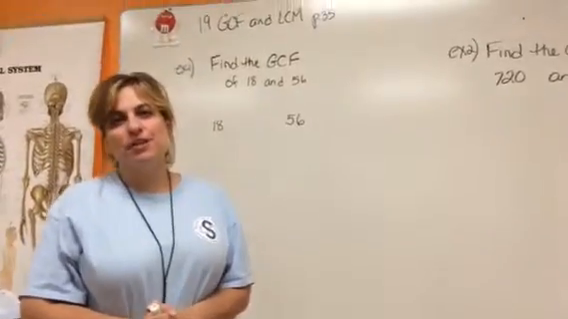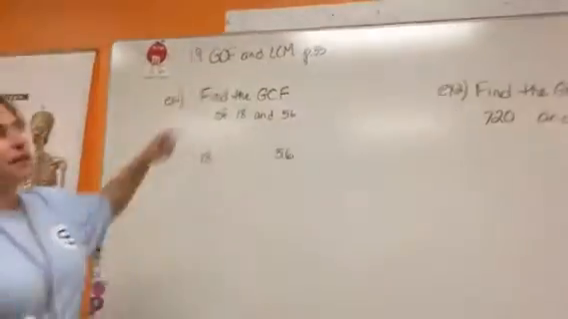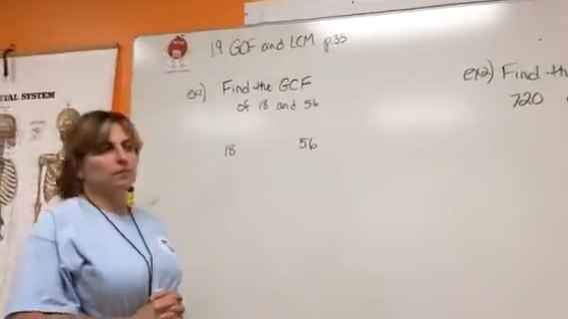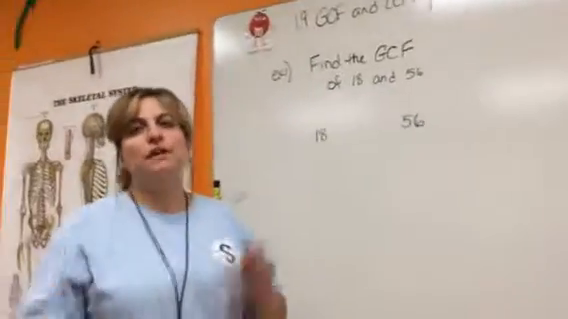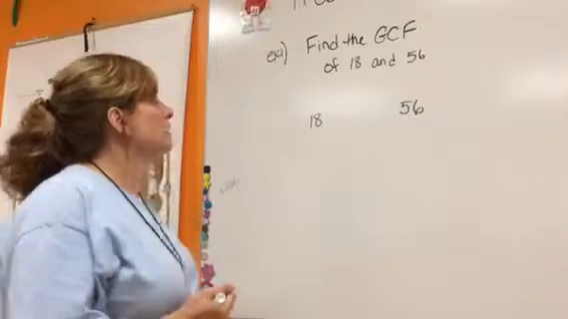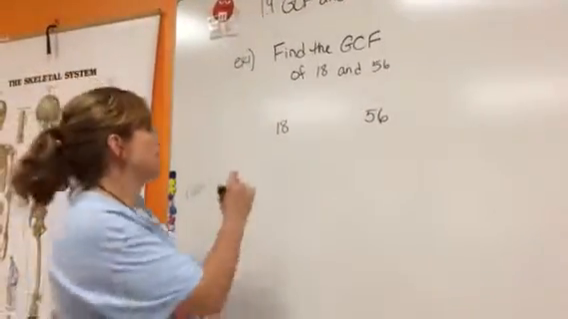Guys, we are doing section 1.9, which is page 35, GCF and LCM. We're going to just focus on the GCF first. Sometimes I think if they throw GCF and LCM at you together, it can be a little confusing. So we're going to find the GCF of 18 and 56. So let's remember how to do this.